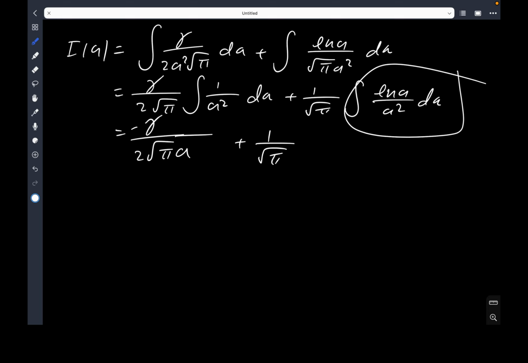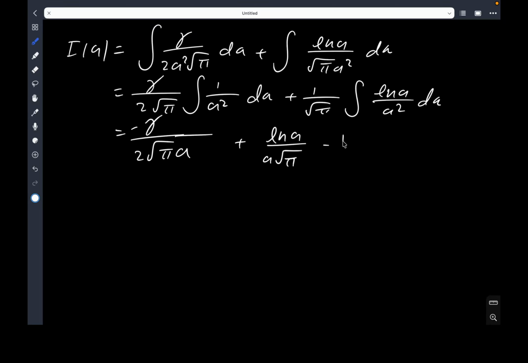If you integrate this using integration by parts, I'm just going to write down the result: ln a over a root pi minus 1 over a root pi plus c.